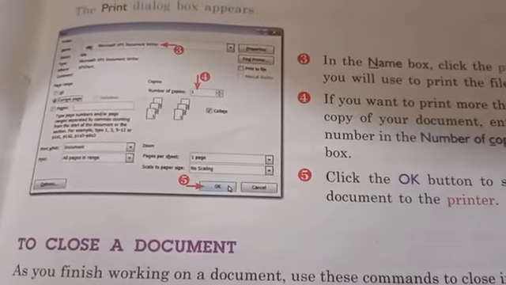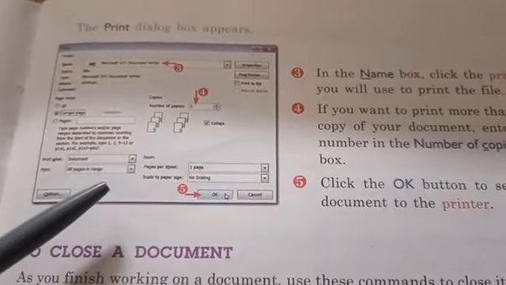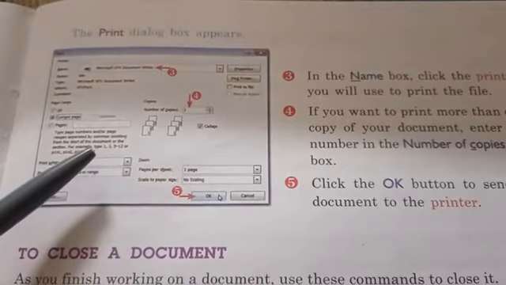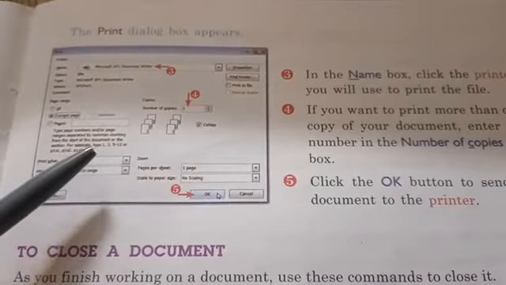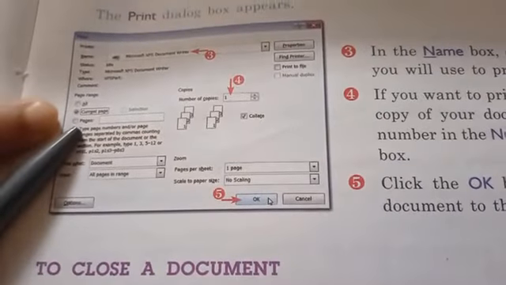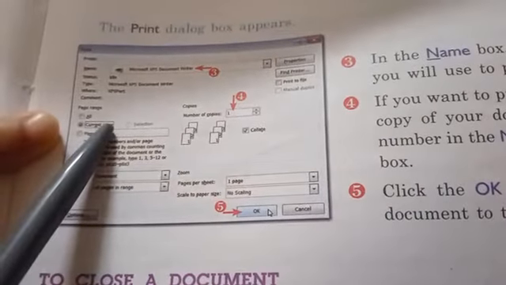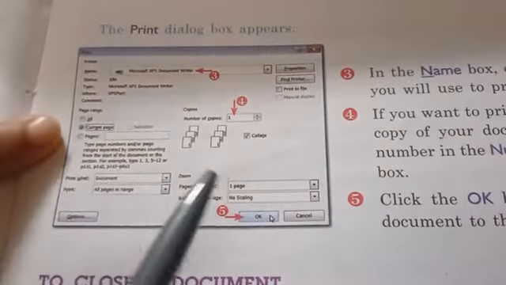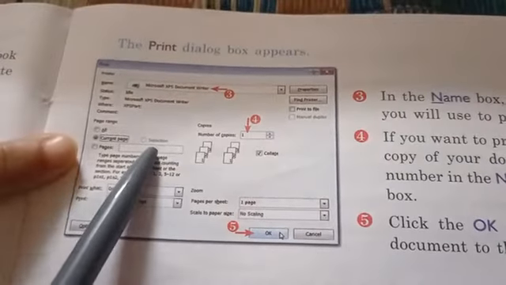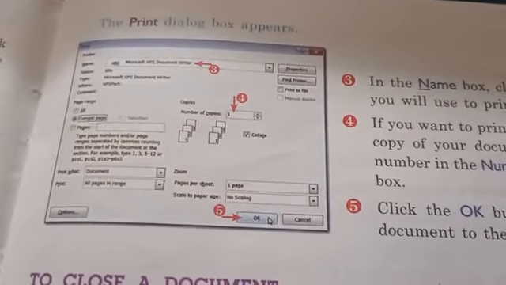Students, one more thing I want to tell you in print. Suppose your document has 4 pages. If you want all pages to print, then you have to click on this all option. Or if you want to print only the current page, then you have to click on this current page. Otherwise, page number, which page you want to print. Okay. You have to choose it from there.